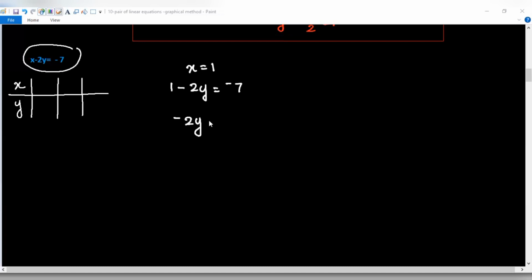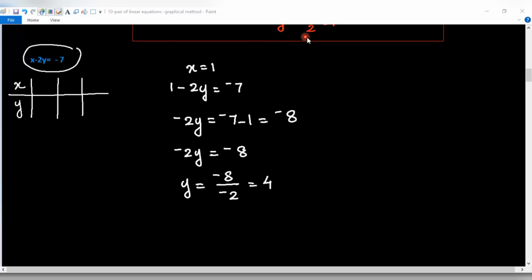Then minus 2y is equal to, we have to take this positive 1 to the right side, so positive 1 will become negative 1 here. Minus 7, minus 1. Actually, it is adding two negatives, right? So it is minus 8. So minus 2y equals minus 8. That is y is equal to minus 8 by minus 2, that is 4. Okay, now we got integer values x equals 1 and y equals 4.